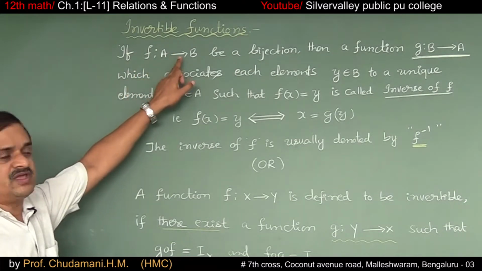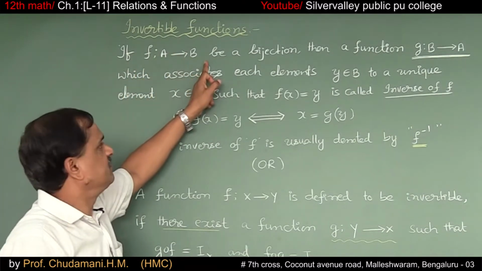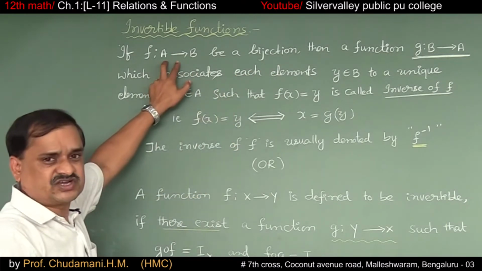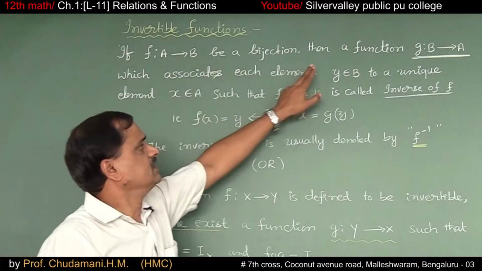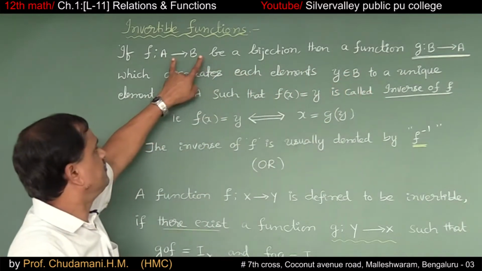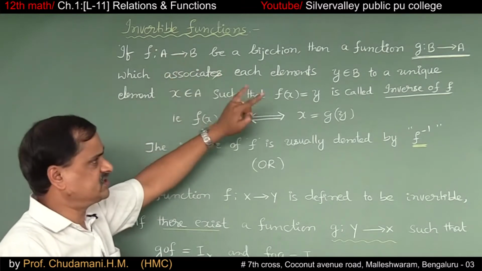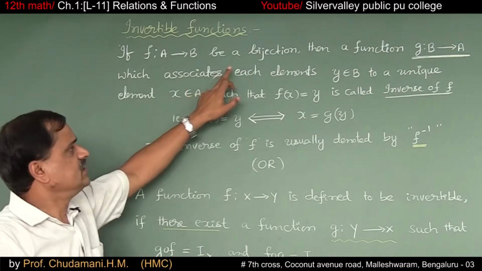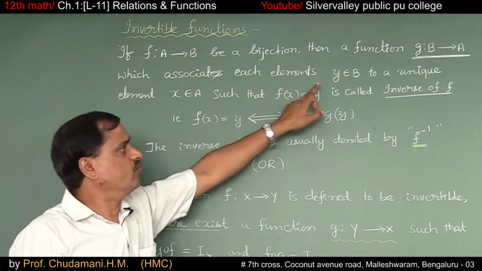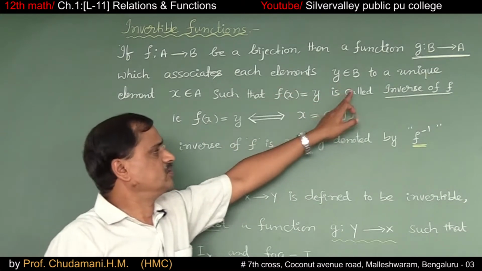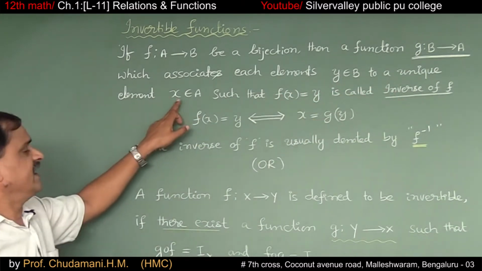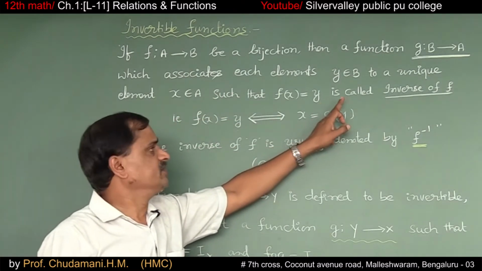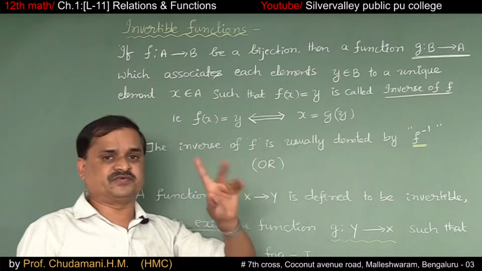If f from set A to set B is a bijection, meaning one-one and onto, then a function g from B to A, where domain and codomain get interchanged, which associates each element y belonging to the codomain to a unique element x belonging to the domain such that f of x equals y, is called the inverse of f.